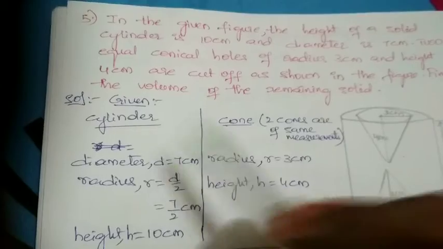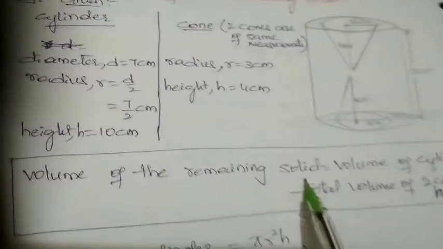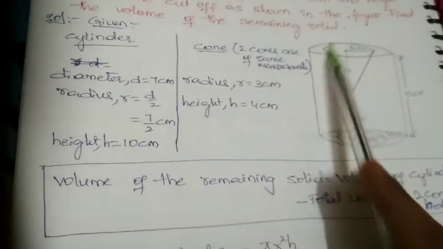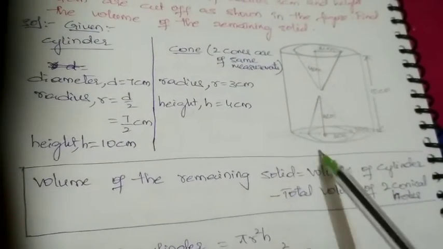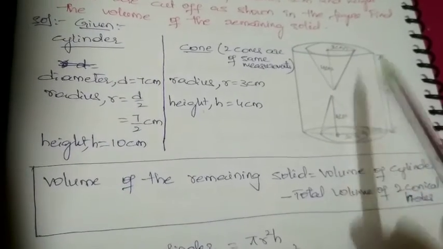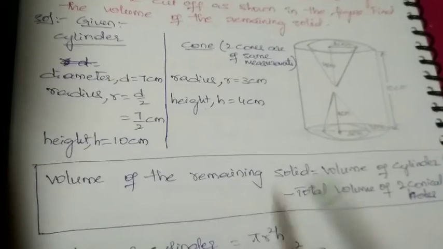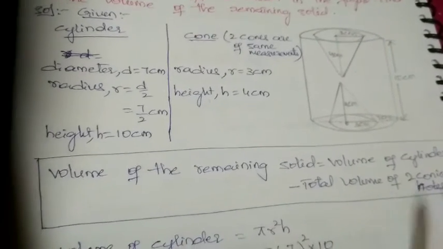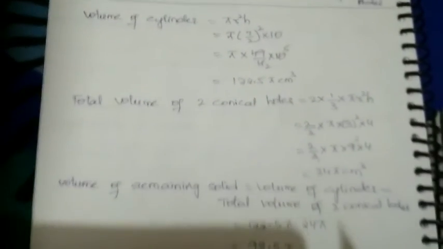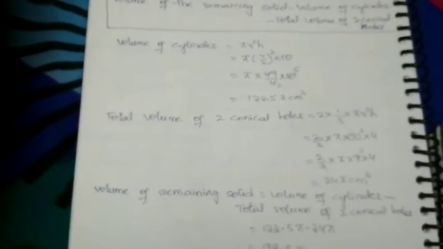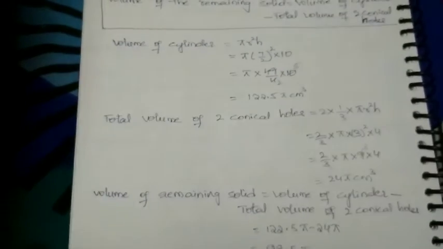That's it. Here the cylinder measurements and cone measurements are given separately. So the formula is: volume of remaining solid will be volume of cylinder minus volume of two conical holes. As the radius and the heights of the two conical holes are the same, I am just finding the total volume of two conical holes. Find them separately, the volume of cylinder as well as the volume of two conical holes, and substitute in the formula. You can do it, right? Try to solve this problem on your own, children.